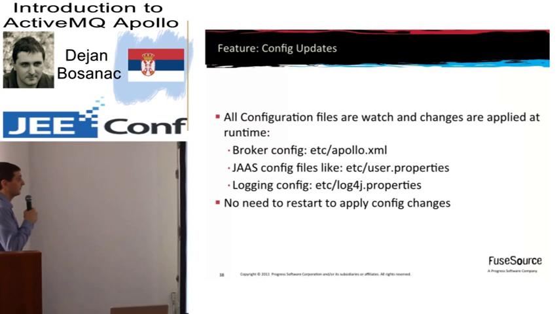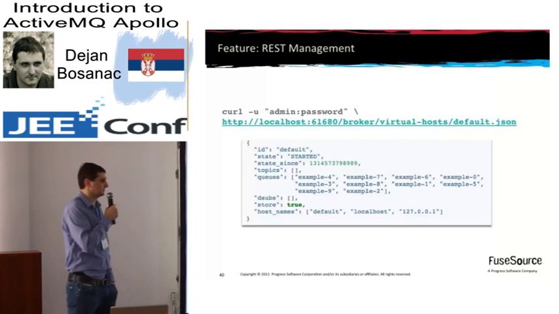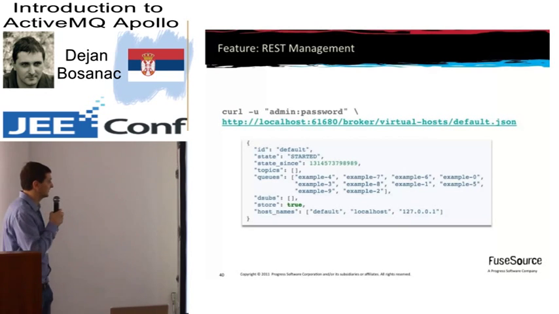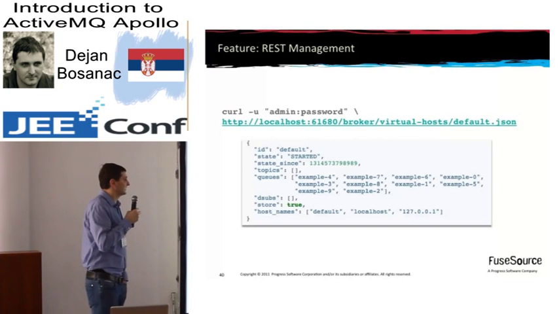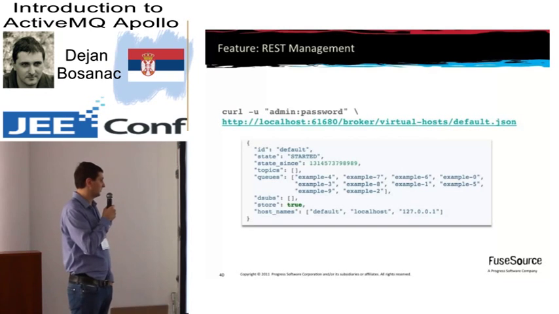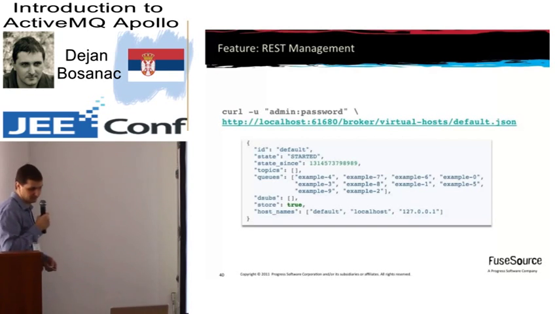Finally, for Apollo, we opted for pure REST management at the moment. We will add support for JMX later, but for now you can easily grab all the statistics from the broker using pure REST management. So it's very easy for DevOps people to script their commands using curl. People usually like these kinds of things. All the data are JSON encoded, so it's very easy to write scripts that can get you all you need from your broker.